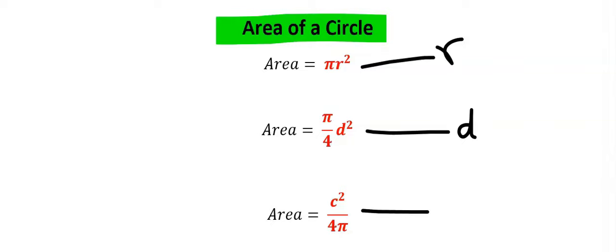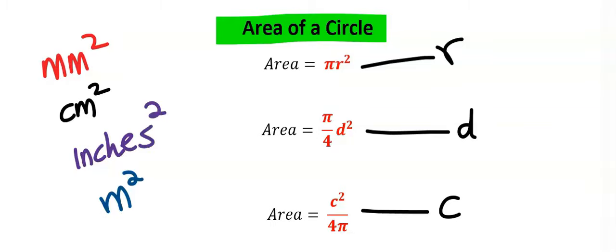There are three ways to calculate the area of a circle. Number one is when you have only the radius. The second formula is when you have only the diameter. And the third formula is when you have only the circumference or the perimeter. And the unit for area is in millimeters squared, or centimeters squared, or inches squared, or meters squared.